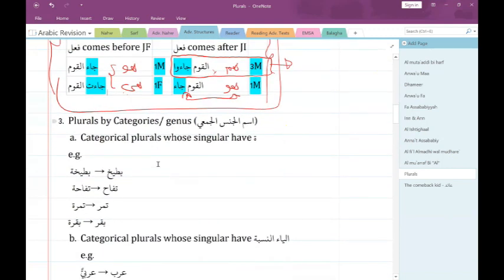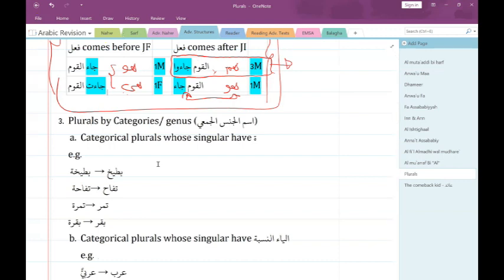All right, so the next one, like I was saying, is plurals by categories. We talked last week about jins, lam al-jins. We mentioned this word al-jins, and we said basically it means genus or categories, groups, things like that. So sometimes you have a plural of a category, of a genus, a specific kind of something. And most of the time it's very easy to actually know this plural, because there are two kinds of this kind of plural.